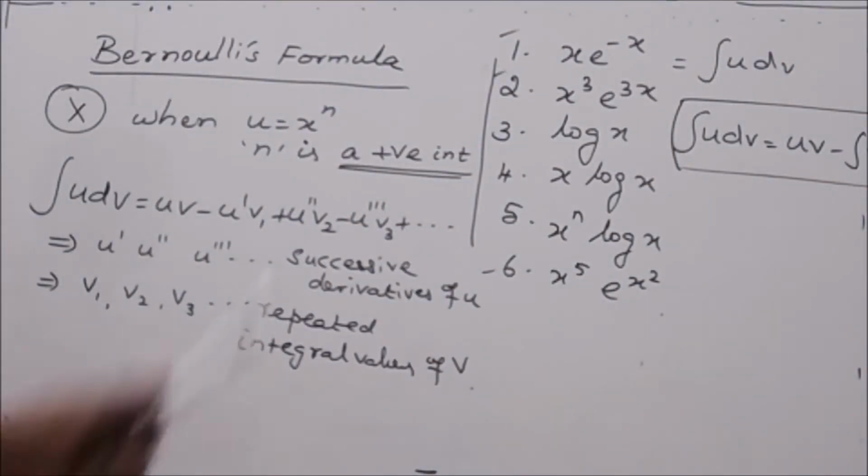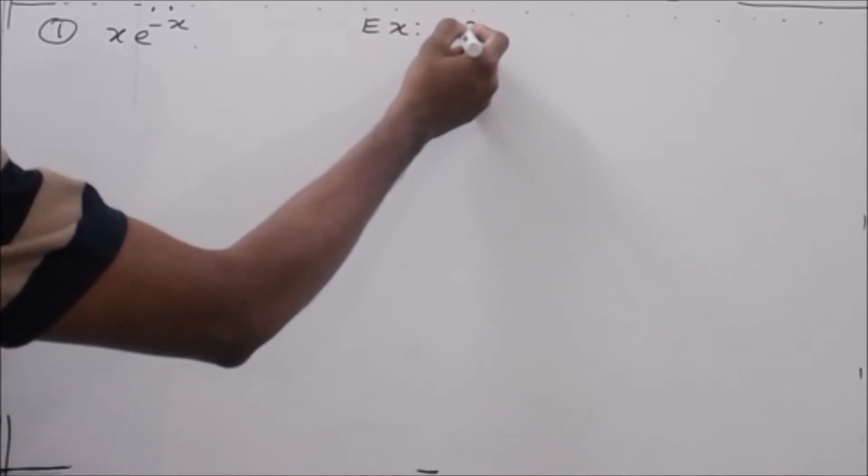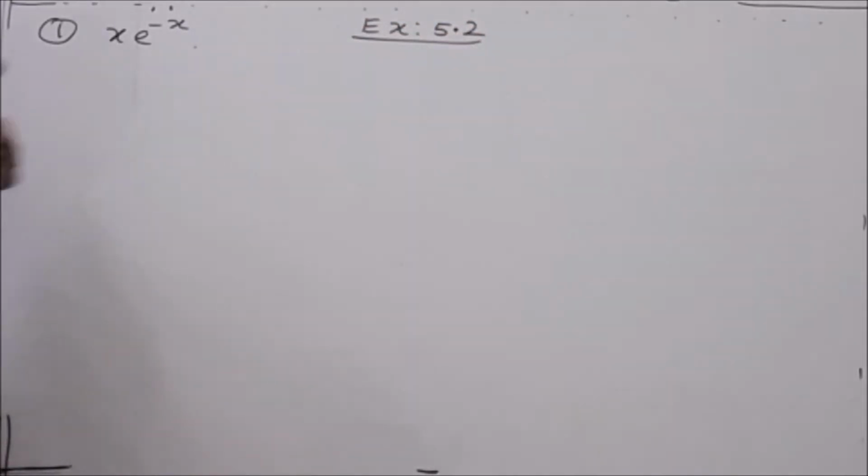First of all, you can choose the formula according to the problem, then you can get into the problem. Question number 1, x e power minus x, exercise 5.2. Question number 1: x e power minus x is given.